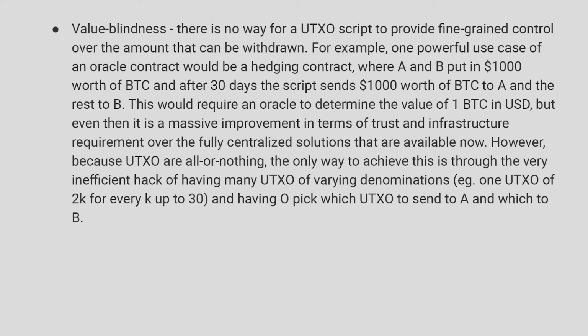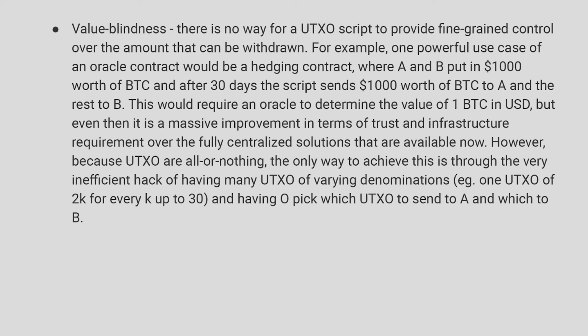Value blindness. There is no way for a UTXO script to provide fine-grained control over the amount that can be withdrawn. For example, one powerful use case of an oracle contract would be a hedging contract, where A and B put in $1,000 worth of Bitcoin, and after 30 days, the script sends $1,000 worth of Bitcoin to A and the rest to B. This would require an oracle to determine the value of Bitcoin in USD, but even then it is a massive improvement in terms of trust and infrastructure requirement over the fully centralized solutions that are available now.